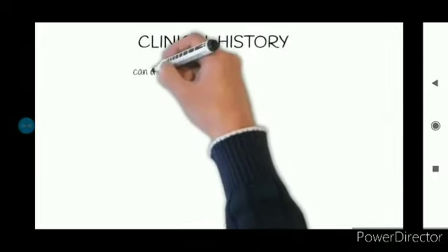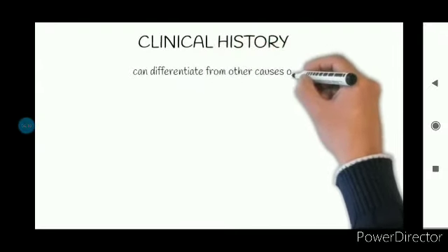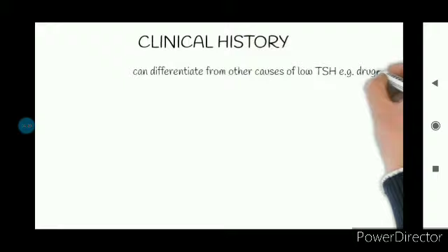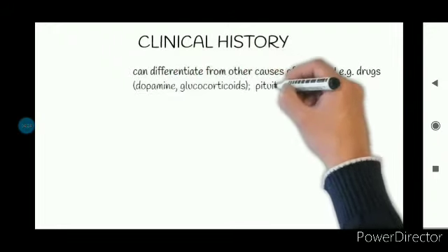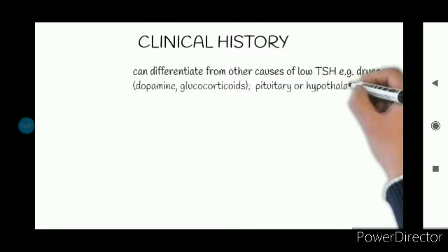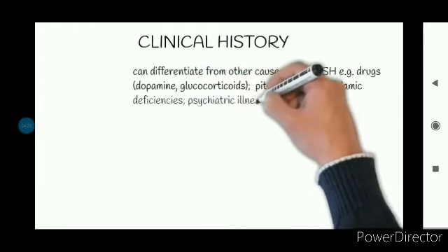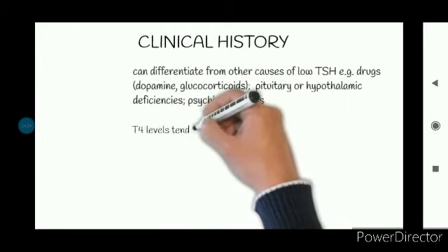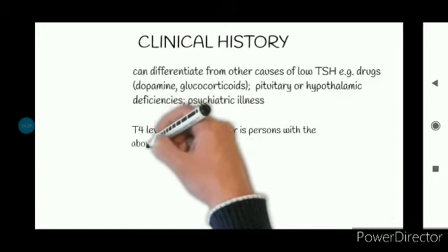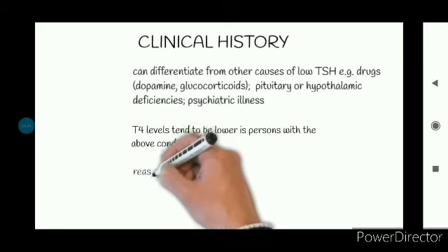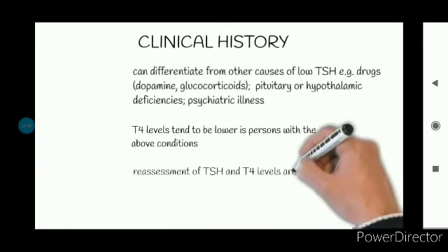Diagnosis. A clinical history can distinguish subclinical hypothyroidism from other causes of low TSH not related to thyroid overactivity. For example, the use of certain drugs such as dopamine or glucocorticoids, pituitary and hypothalamic deficiencies, and psychiatric disease such as affective disorders. In general, free T4 levels tend to be lower in persons with these conditions, whereas persons with subclinical hypothyroidism may have free T4 in the mid to high reference range.